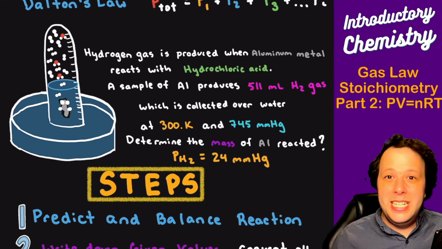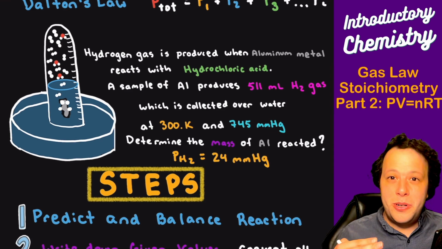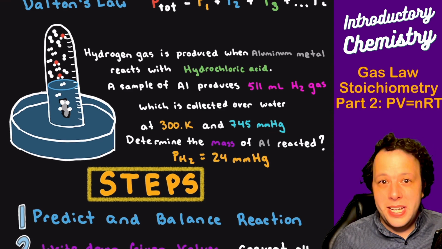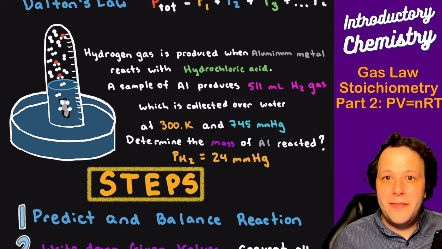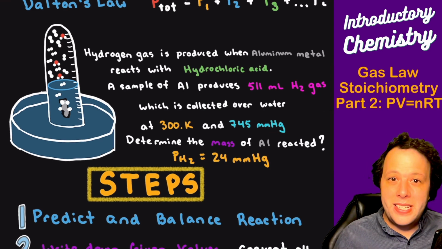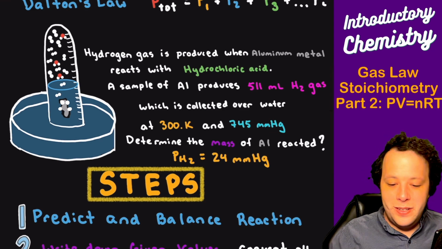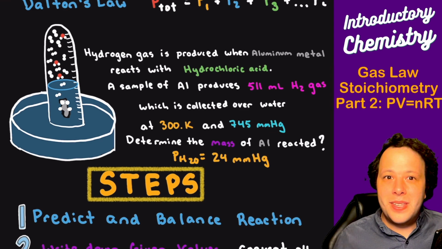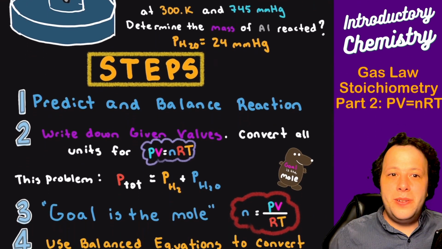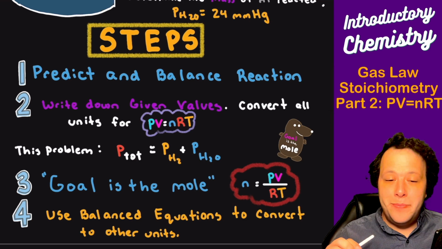Hydrogen gas is produced when aluminum metal reacts with hydrochloric acid. A sample of aluminum produced 511 milliliters of H2 gas, which is collected over water at 300 Kelvin and 745 millimeters of mercury. Determine the mass of aluminum reacted. And then we have the partial pressure of water here, of H2O. So with all those pieces of information, what exactly are we going to do? Well, I wrote out the steps to help map out the problem. The first thing you need to do with this type of longer stoichiometry problem is predict and balance the problem.